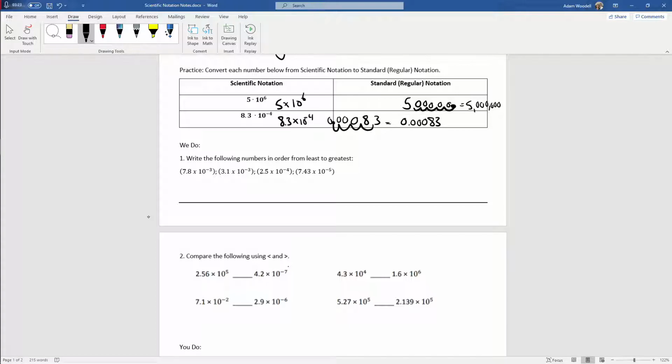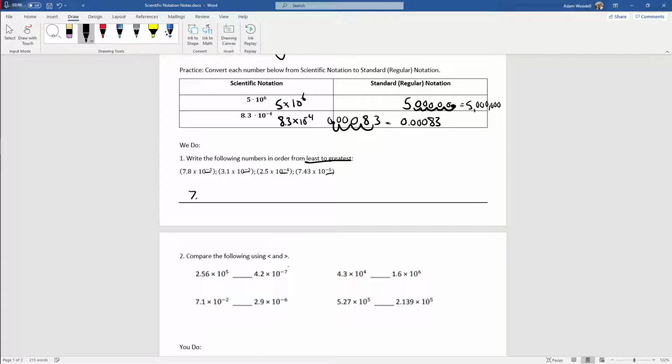So now we're going to order these because a big part of scientific notation is just ordering them, figuring out which one comes first. When we're ordering from least to greatest, we're going to start with the smallest number and then go all the way up to the biggest. So the first thing we want to look at is all the exponents. I know these have negative 3's, but negative 4 is going to be smaller and negative 5 is going to be even smaller than that.